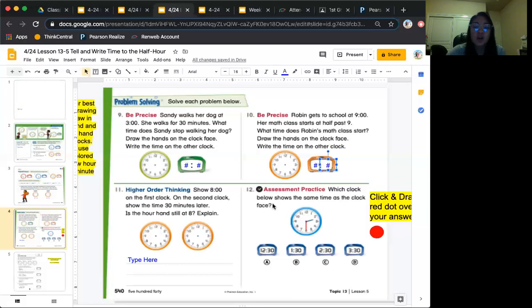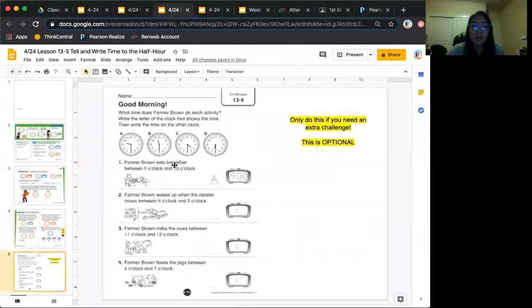Which clock below shows the same as the clock face? So you're gonna have to read the clock face and then click and drag your red dot over your answer of the digital clock that matches. And then when you're done with that, you're done with math for today. No math test because we're not done with the topic. So if you have some time and you want to do extra math, there's this extra challenge page for you. And then you're done with math.